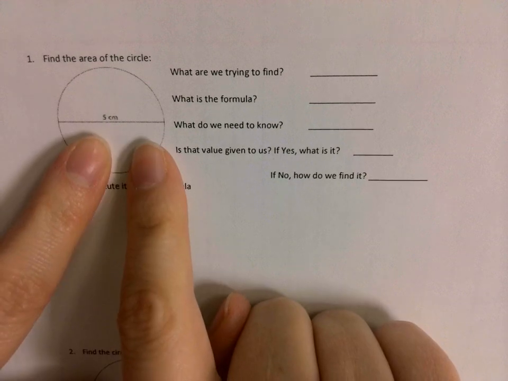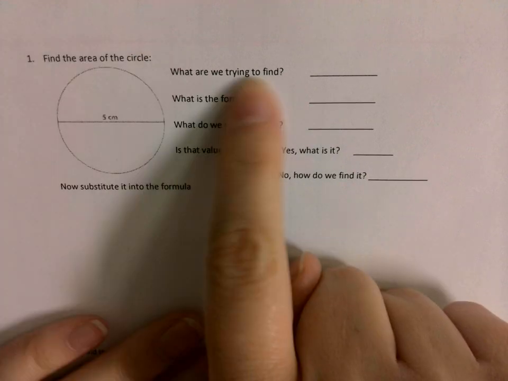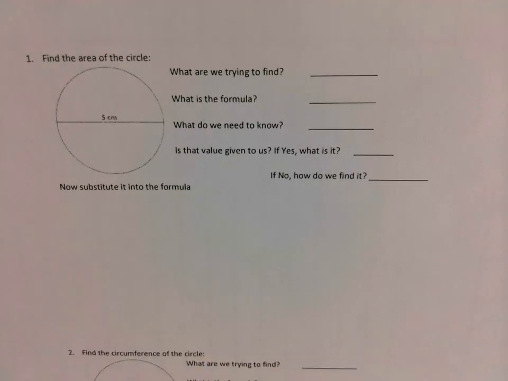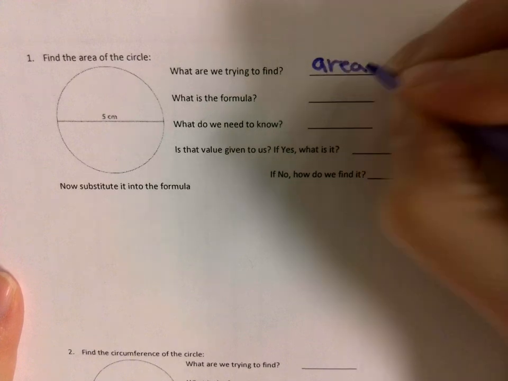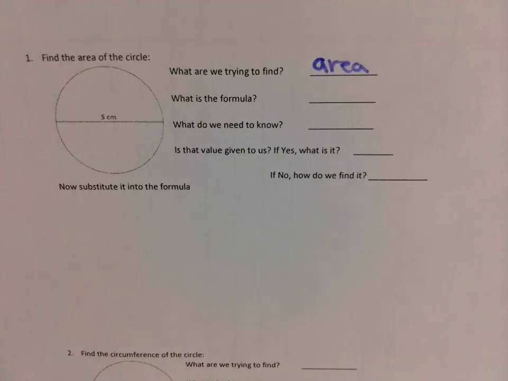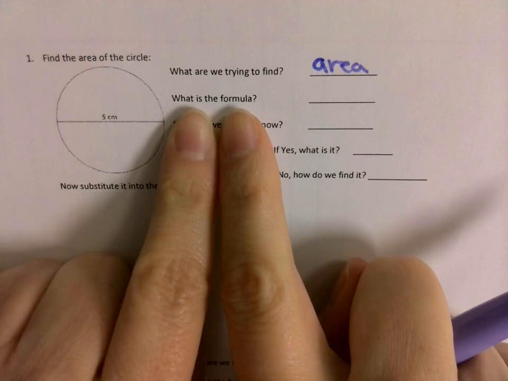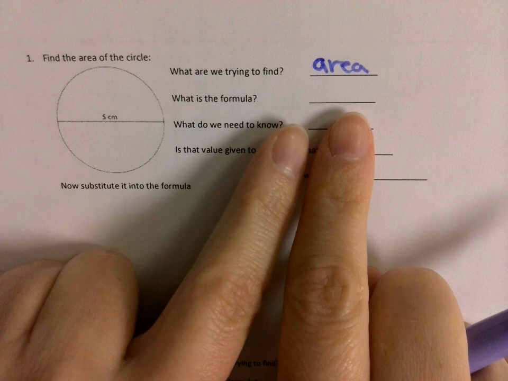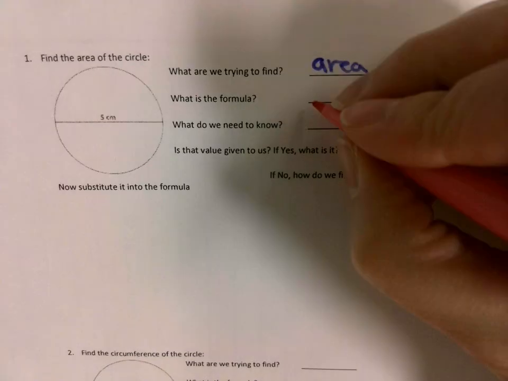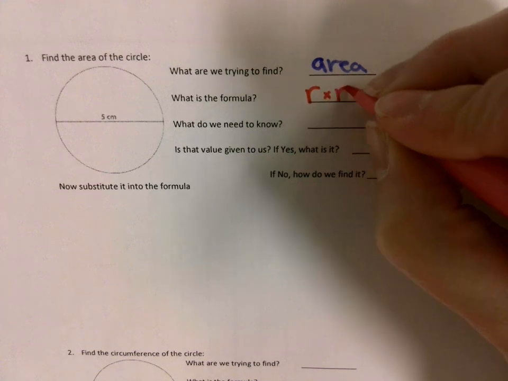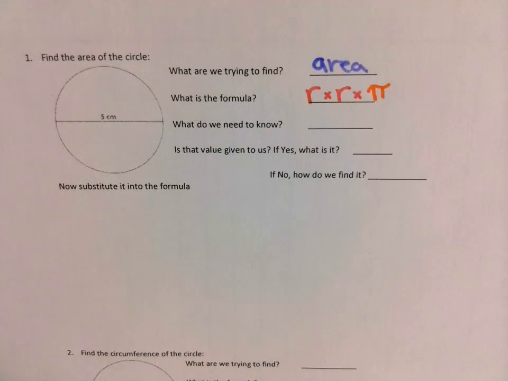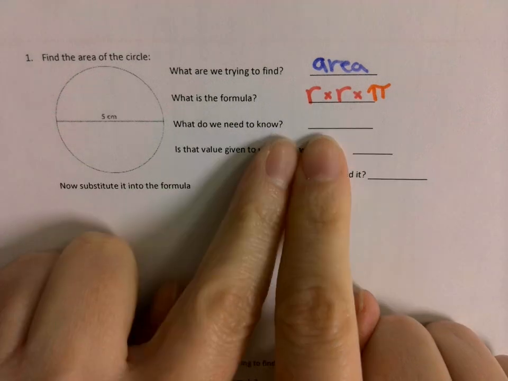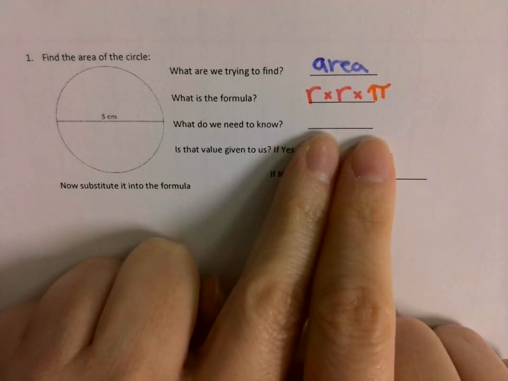find the area. So the first thing I'm asking is, what is it that we're trying to find? The area. We are trying to find the area. So for question number one, I'm going to write down area. That's what we're trying to locate. Question two, what is the formula for area? So the formula for area is radius times radius times pi. So what do we need to know? The information we need to know for this formula is the radius.